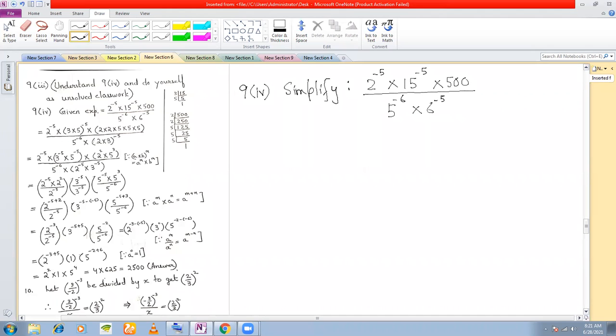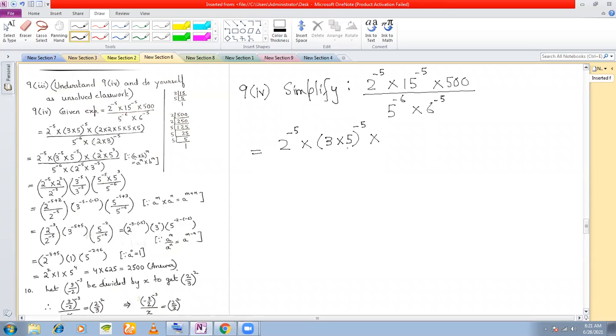Now, whenever you get this kind of a question, you know what to do. What should be your first step? Your first step should be to prime factorize the denominators, right? 2 to the power of minus 5, you cannot do anything with 2. You cannot prime factorize it any further. Into 15 to the power of minus 5. You know, 15 can be prime factorized as 3 into 5 to the power of minus 5, right?